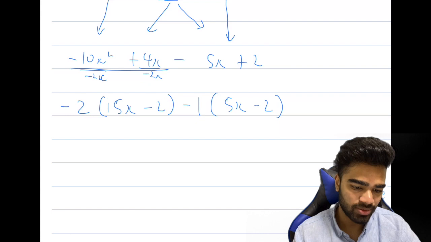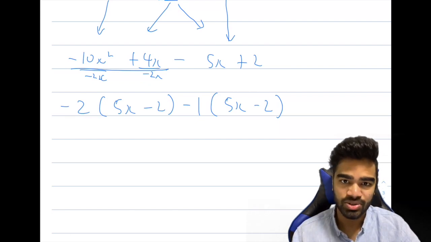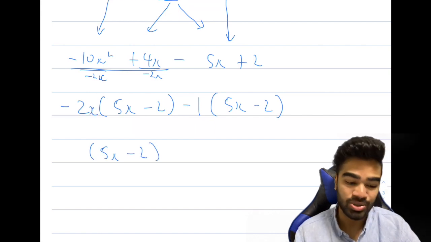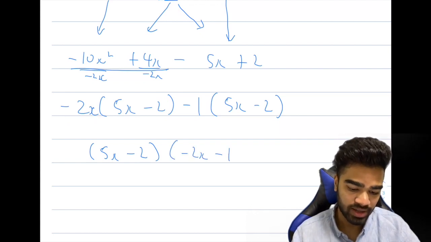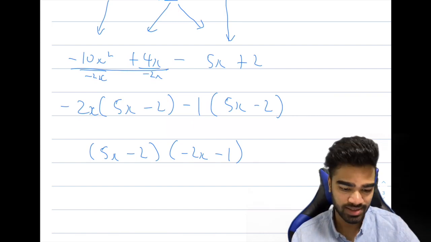So what do you guys think we should do here? Well, 5x minus 2 is common. So you take 5x minus 2 out. This would be 2x, I forgot. That should be 2x because that's what we took out. That's a common factor. Then it will be negative 2x minus 1. Okay, so that's it. That's the final answer. Hope you understand.